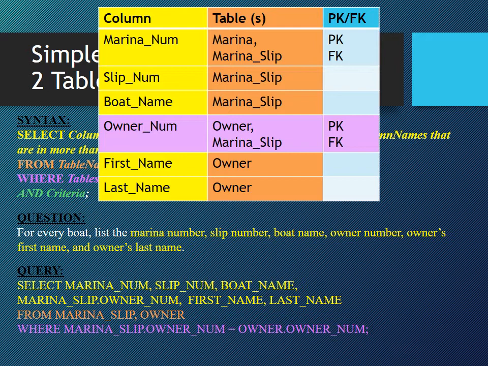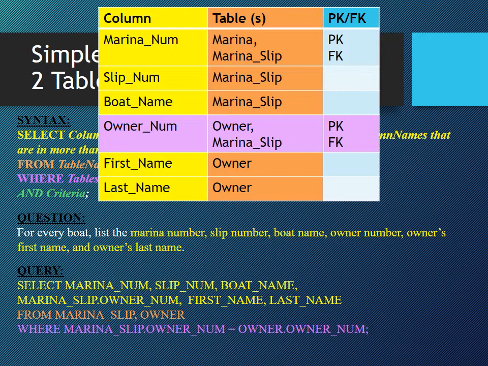I need to list the marina slip and the owner in the FROM clause. I do not need to include marina because it's only listed once and the column name is represented in another table. The tables I need to connect in my WHERE clause are the ones that I have listed in the FROM statement and are highlighted in purple.